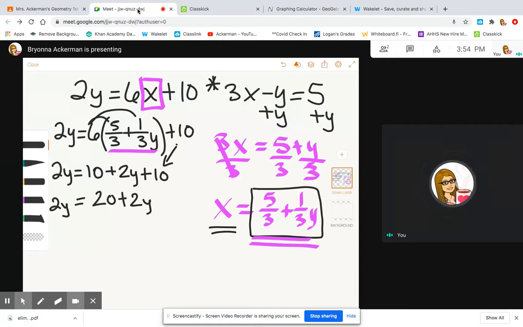But look what happens. I'm going to subtract 2y from both sides. And so I'm going to end up with 0 equals 20. Well, 0 does not equal 20. So something's weird with this problem, right? And so the question's going like, well, what is going on with this problem?